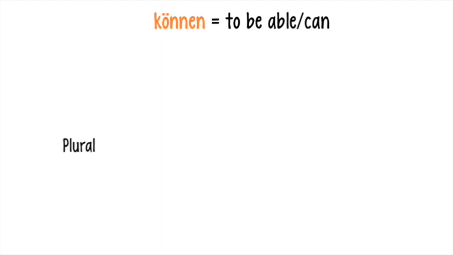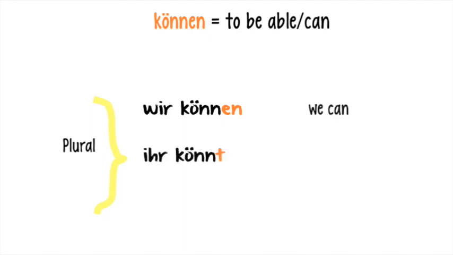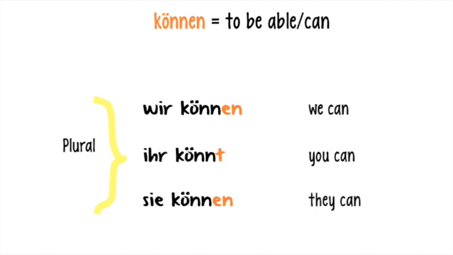Now let's have a look at the plural form. Wir können, we can. Ihr könnt, you can. And sie können, they can. Wir können, ihr könnt, sie können.